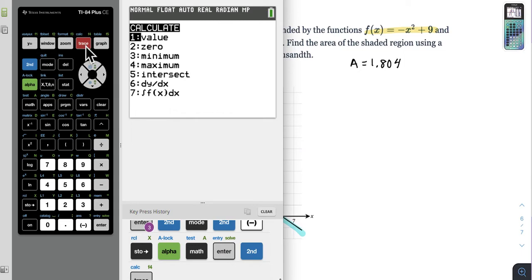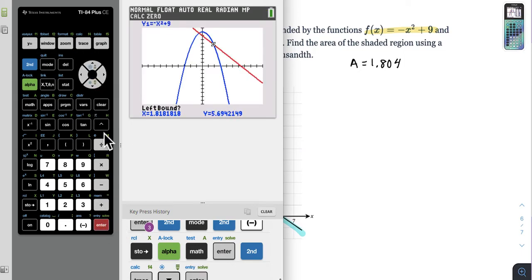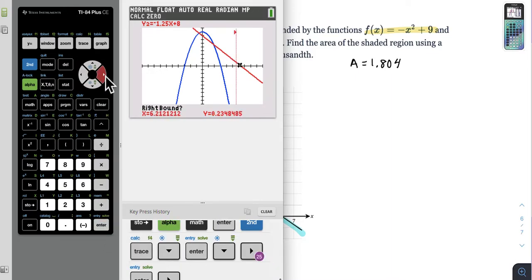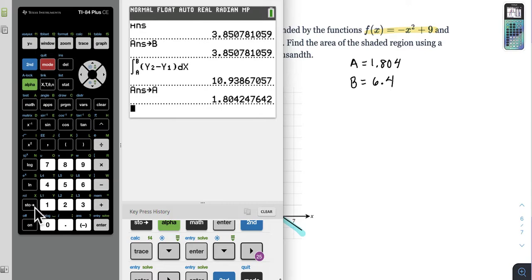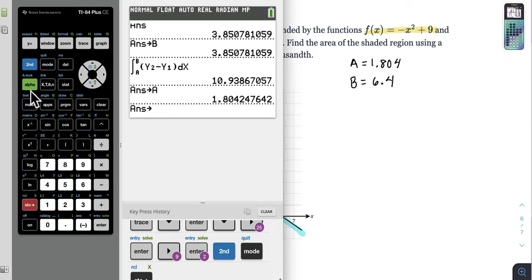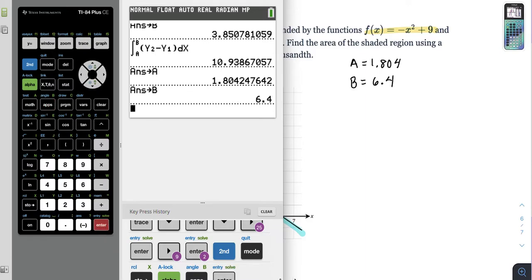So I'm going to go to second calculate 0, and I want to be on the red curve, so I'm going to hit down to switch equations. I'm going to scroll over so I'm to the left of where the 0 is, then scroll to the right. 0 is at 6.4, which we also could have just solved. That's not a hard equation to solve, but whatever. So I'm going to store my answer as alpha B now. Okay, so then I'm going to go back over here for a second.